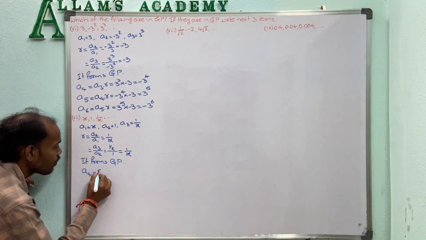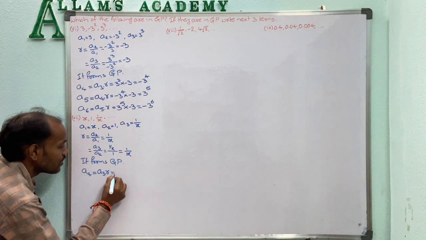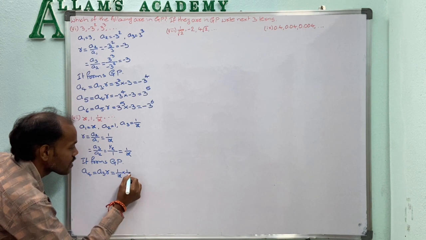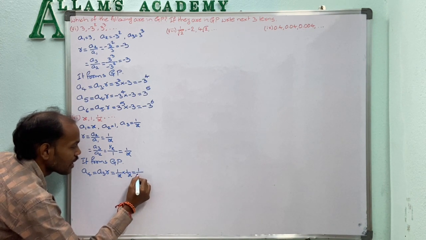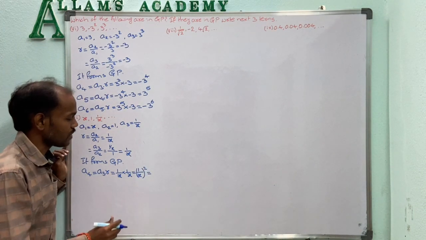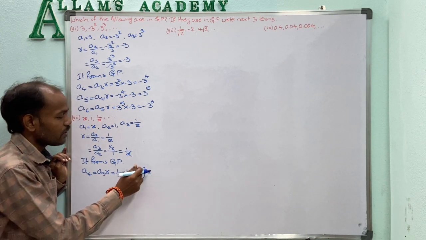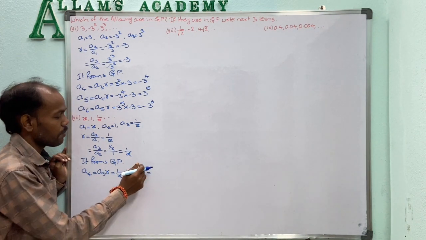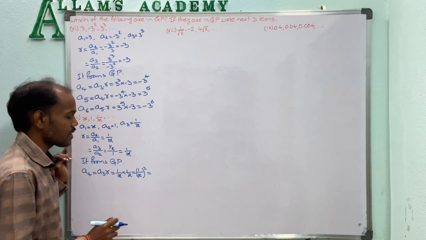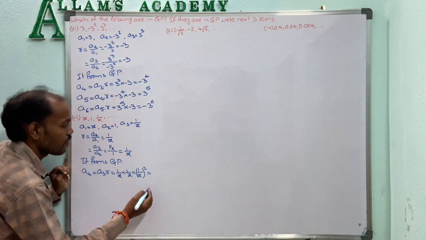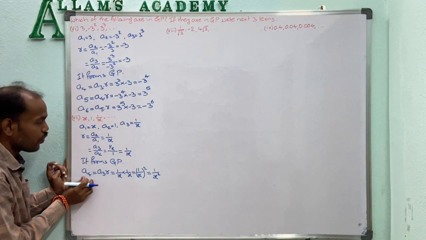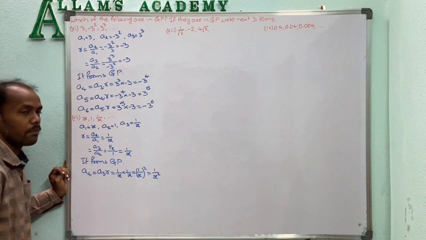So the fourth term a4 is equal to a3 into r. The third term is 1 by x and the common ratio is 1 by x. So 1 by x into 1 by x is 1 by x whole square. 1 by x whole square is in the form of a by b whole power m, that is a power m by b power m. 1 square is nothing but 1 only, so the answer is 1 by x square. So the fourth term of this geometric progression is 1 by x square.